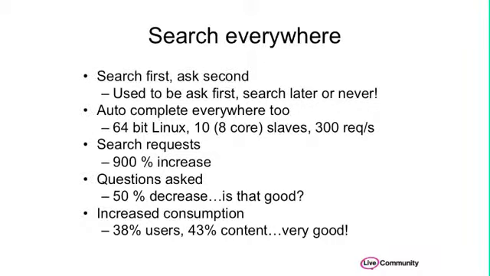So with this initiative, autocomplete was everywhere too, and like I said before, it became our second most frequent request. We had to scale our search portion of our architecture, and that's what I mentioned earlier, that sort of made this really easy. So we went from 4 32-bit Linux machines to 10 64-bit Linux machines, and to achieve a request rate of 300 requests per second. So with this change, search requests increased by 900%, and questions decreased by 50%.